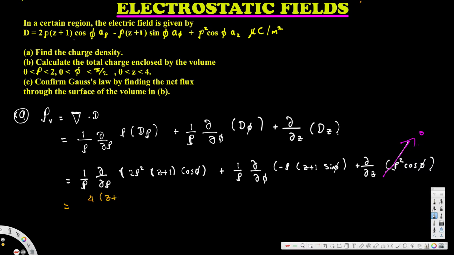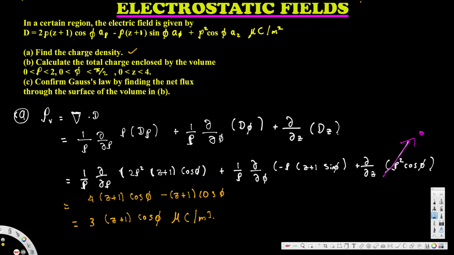Okay, now when we do the derivative, we are going to get 4 times z plus 1 cos phi minus z plus 1 cos phi, and finally we will end up with 4 minus 1, that's going to be 3 z plus 1 cos phi microcoulomb per meter cube. So this is going to be the charge density. Now we are done with the A part.